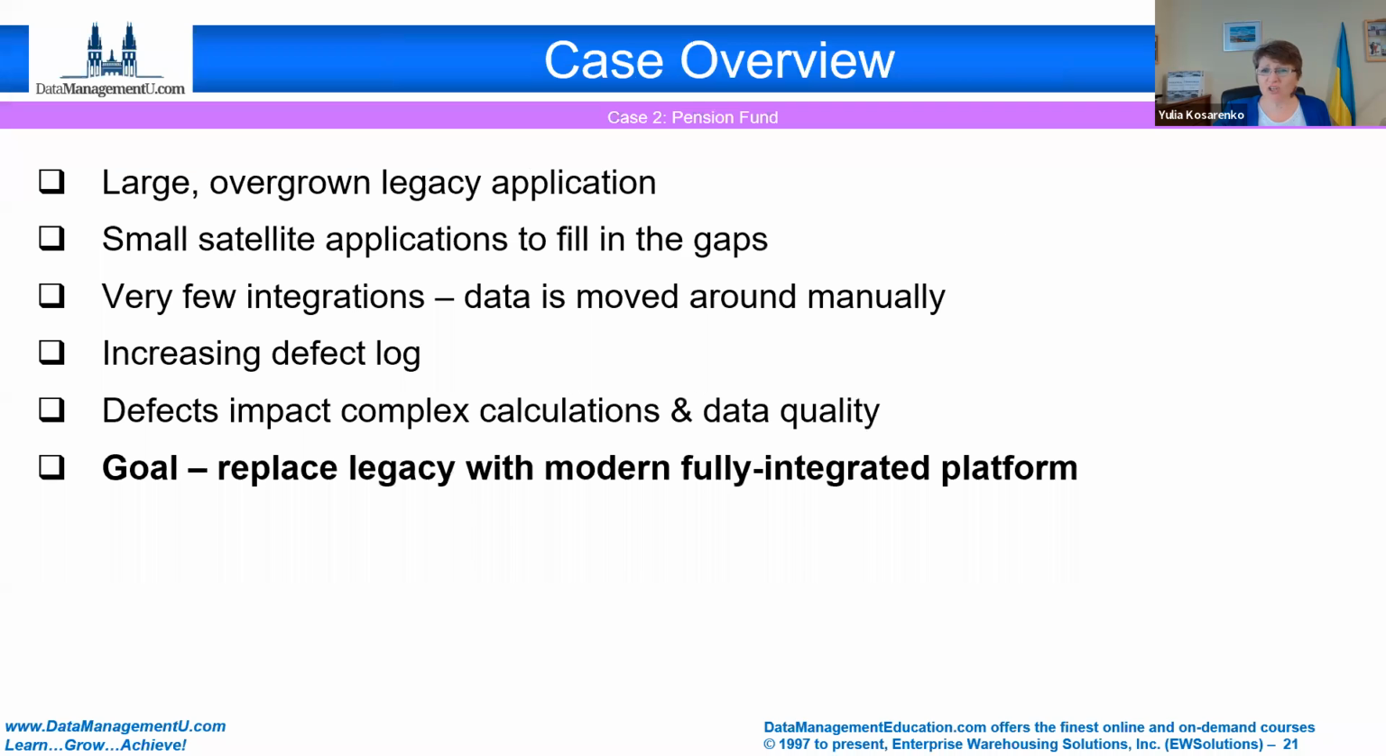So let me give you a little bit of an overview of a second case, because I do want to talk about, well, what happened next, right?